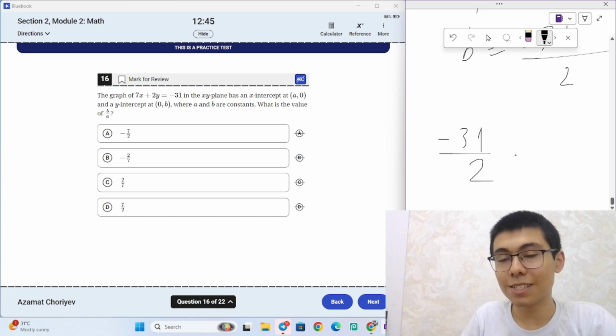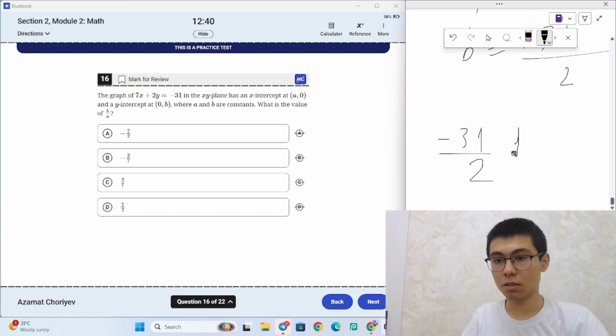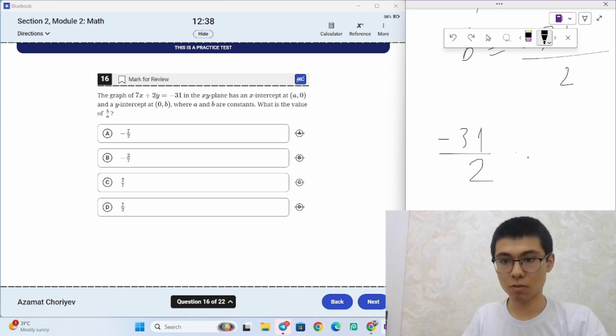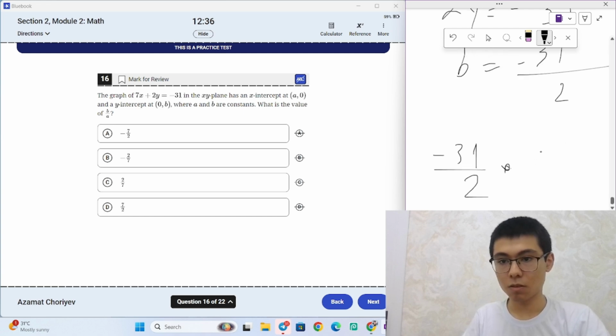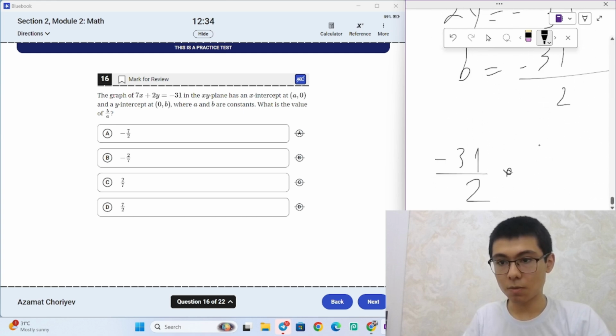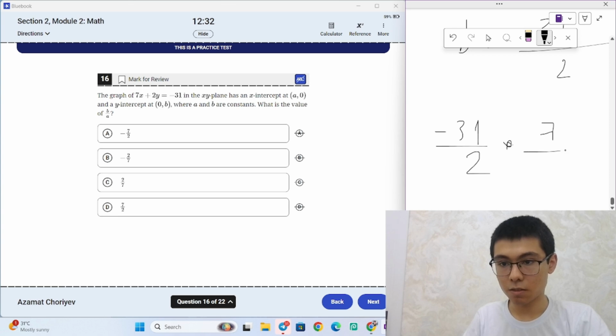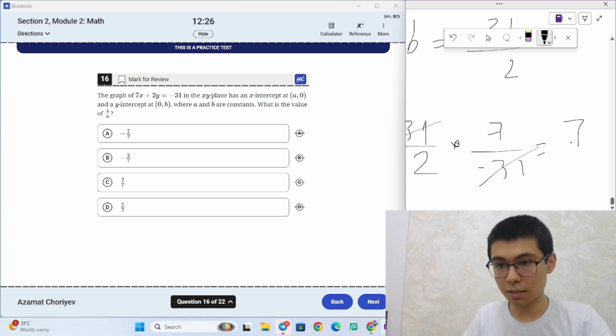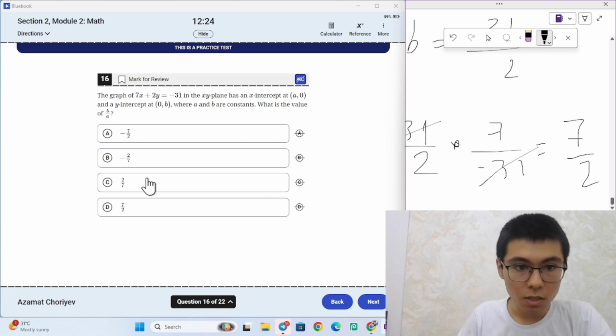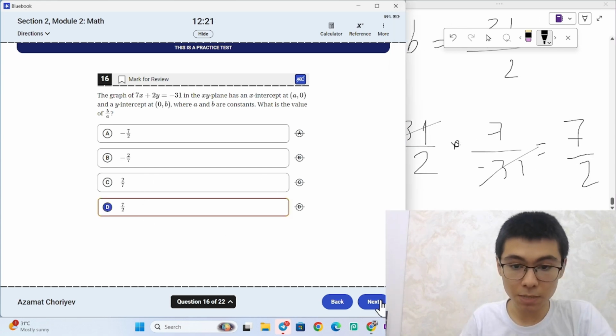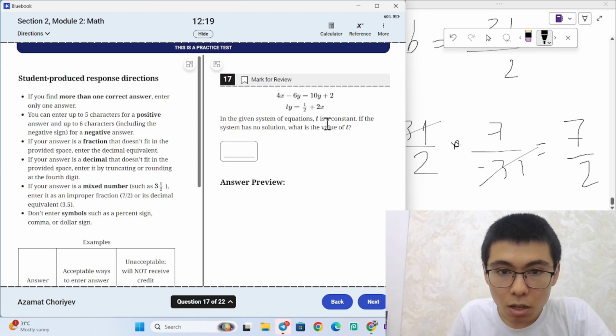So minus 31 divided by 2, and when we divide, the second one is going to be the opposite. So 7 over minus 31. So the minus 31s are out. So we get 7 divided by 2, and it's positive. 7 divided by 2.